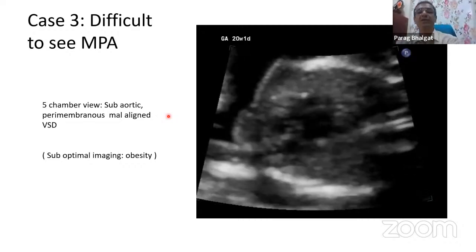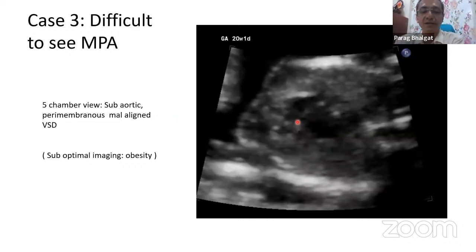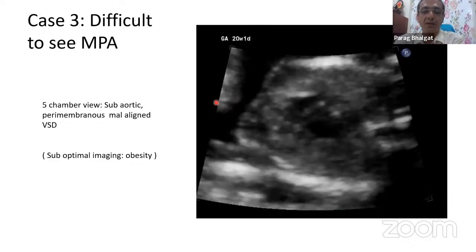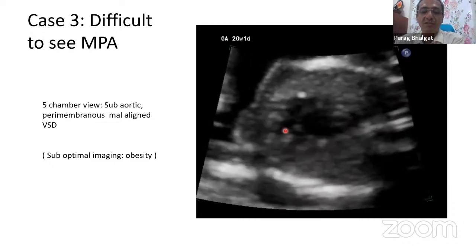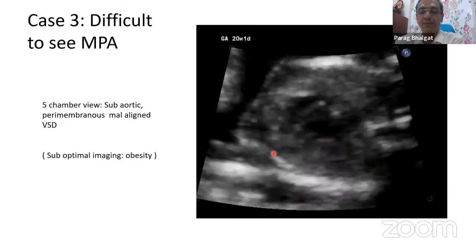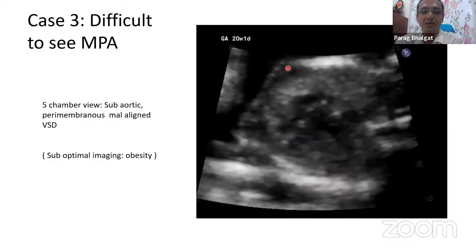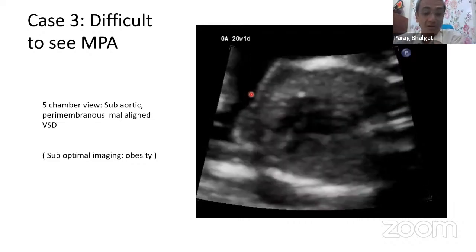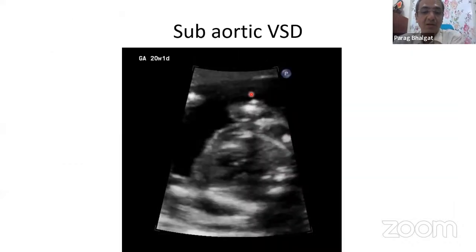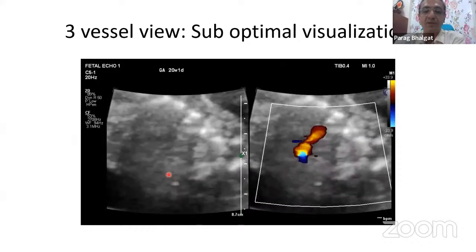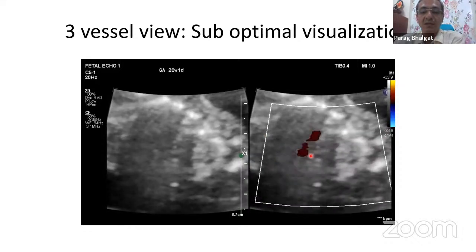Again, a malalignment VSD. So another case, perimembranous. Both AV valves, this is left, right, cardiac apex, spine. Note the orientation of the heart in the chest. Again, a subaortic VSD. This is the IVS, interventricular septum. This is the aortic arch.